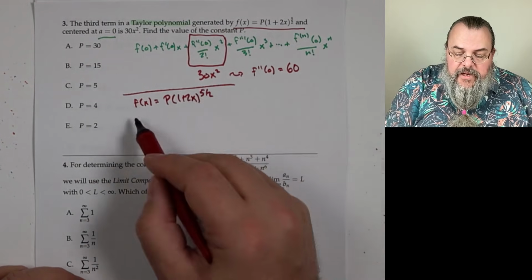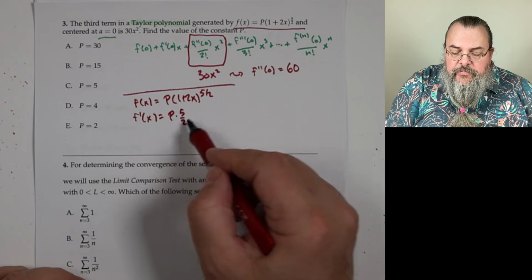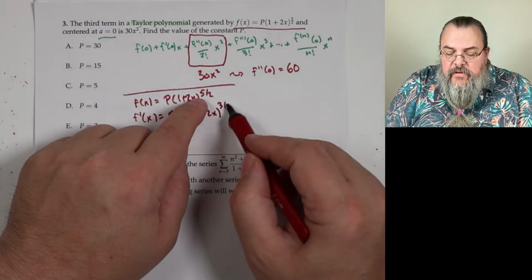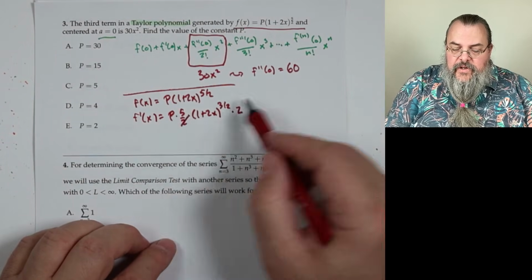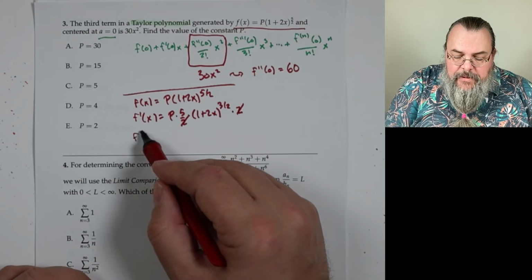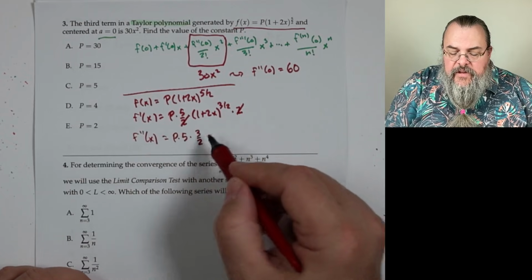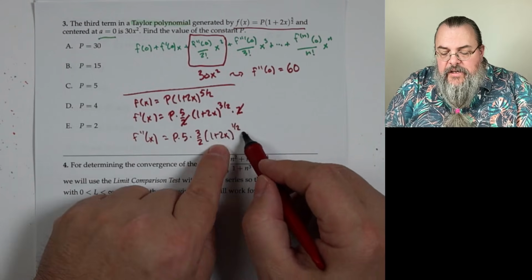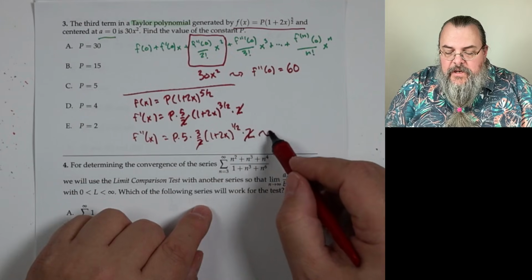We need to get to f double prime, so we start with a first derivative. So the 5 halves comes down. There's (1 plus 2x) to the power 3 halves times 2 by the chain rule. So notice here the 2's cancel. Do it again. f double prime of x. So we have the p, the 5. Now the 3 halves comes down. (1 plus 2x) to the power of 1 half. Chain rule again, times 2. The 2's cancel.